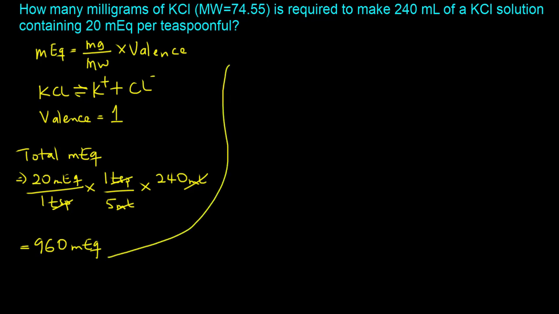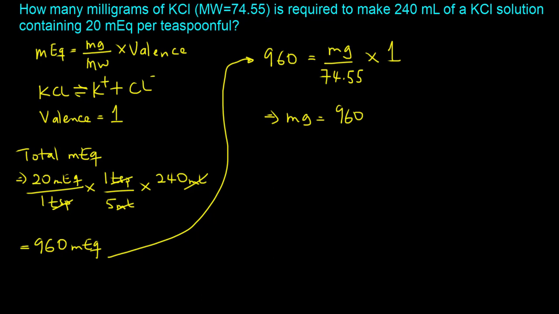And so the next step will be to substitute all the values into the equation. We have 960 being equal to the weight of substance in milligrams divided by the molecular weight, 74.55, times the valence, which is 1. We can go ahead and solve for the quantity. So milligrams equals 960 times 74.55 divided by 1. And that's going to be equal to 71,568 milligrams.